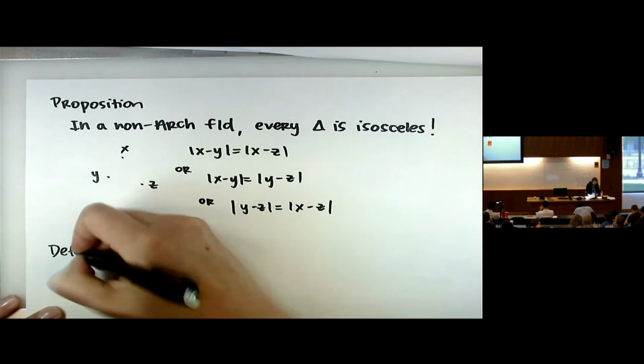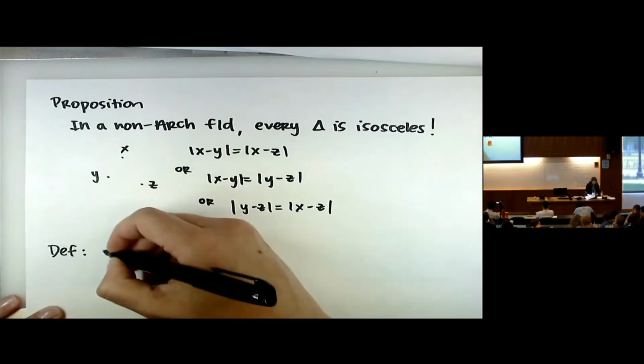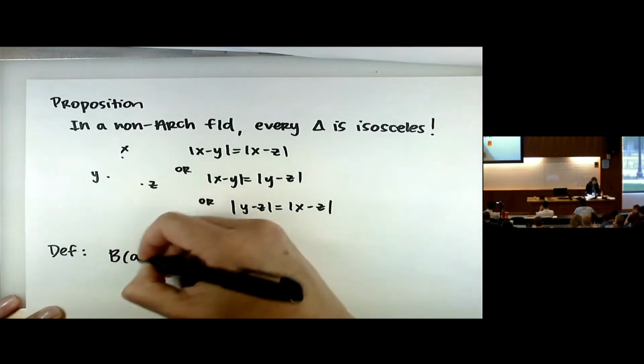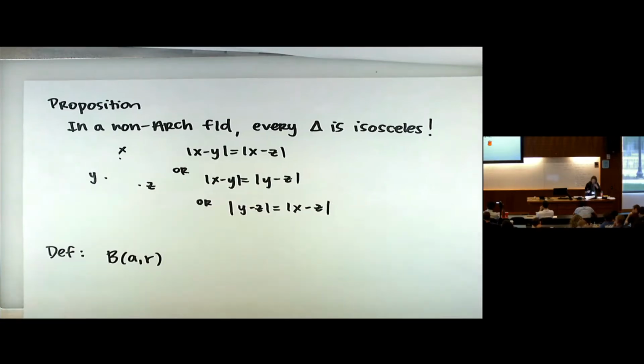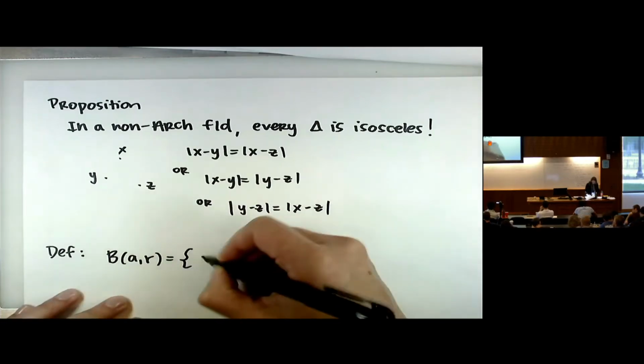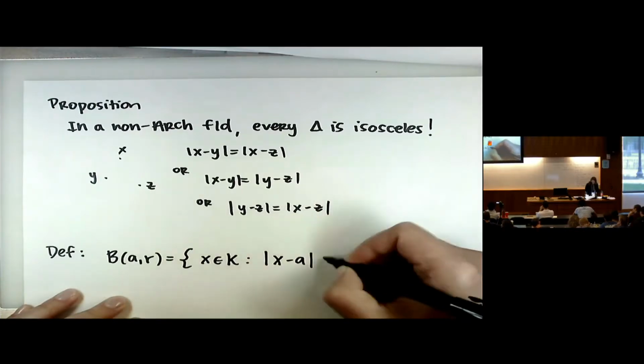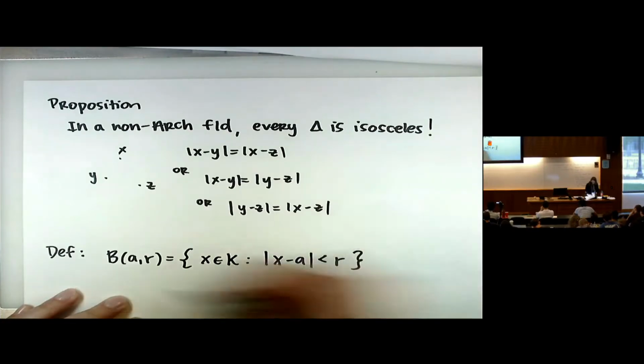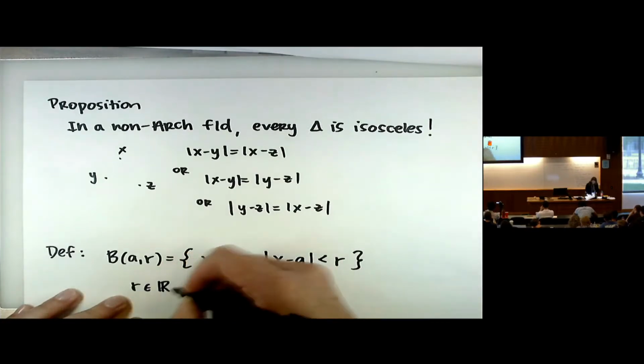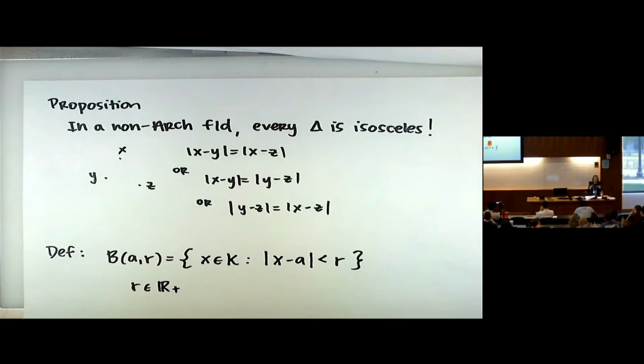Or if I define the ball with center A and radius R to be all of the points in my field such that the distance between x and A is strictly less than R. Okay, R is some positive real number. So the usual ball that you remember from having balls. Okay, then these balls are weird too.